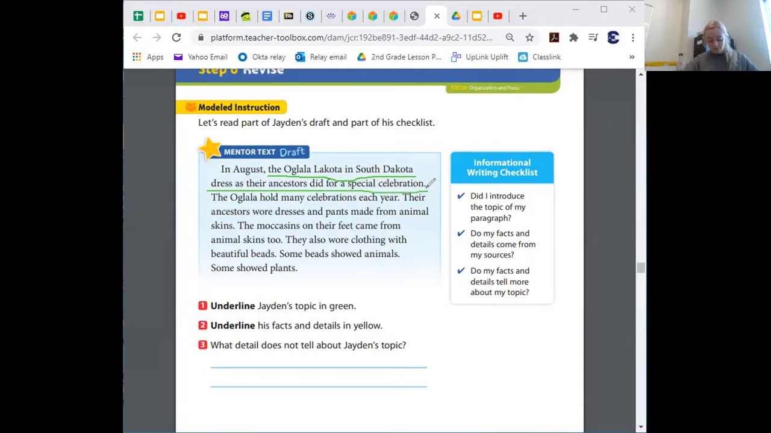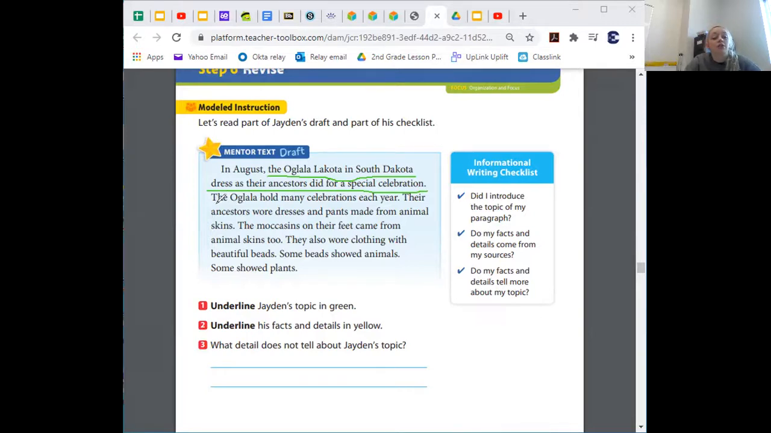Okay. And we want to remember that every sentence in the paragraph should give more information about his topic. So let's read each sentence and make sure that it does.